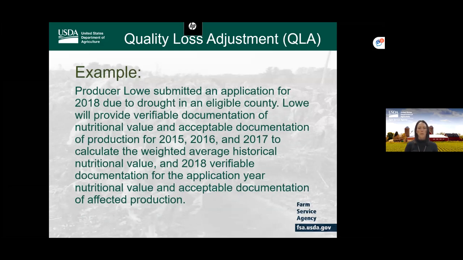So producer Lowe submitted an application for 2018 due to drought in an eligible county. Lowe will provide verifiable documentation of nutritional values and acceptable documentation of production for 2015, 16, and 17, to calculate the weighted average historical nutritional value. And then also will provide the 2018 verifiable documentation for the application year nutritional value and acceptable documentation of the affected production for 2018.